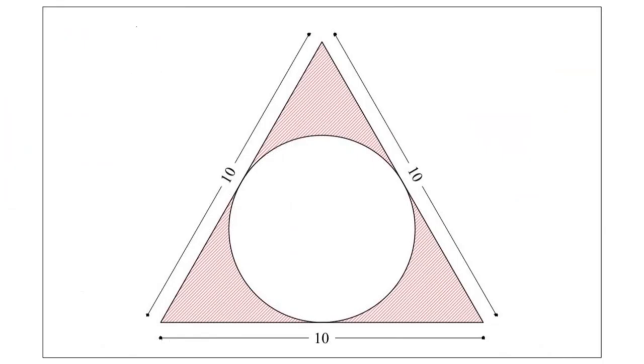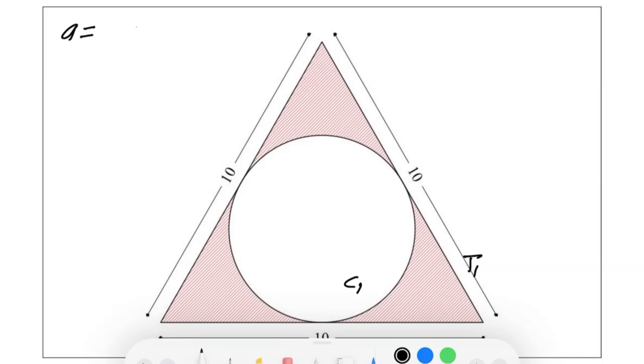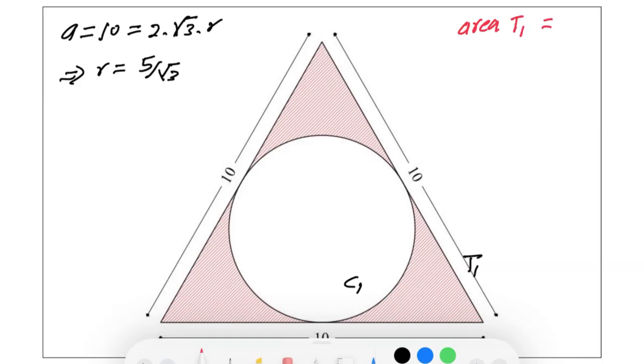Now we need to find out the area of T1 minus C1. Triangle 1 minus circle 1. Now again, what is the problem? The problem is saying that we have A given, not R. So let's do it the other way around. Solution. A equals 10 equals 2 times root 3 times R. This implies R equals 5 by root 3 as we have done earlier. Okay. So now we have both the things. So area T1 equals 3 root 3 R square, and this is going to be nothing but 25 root 3.